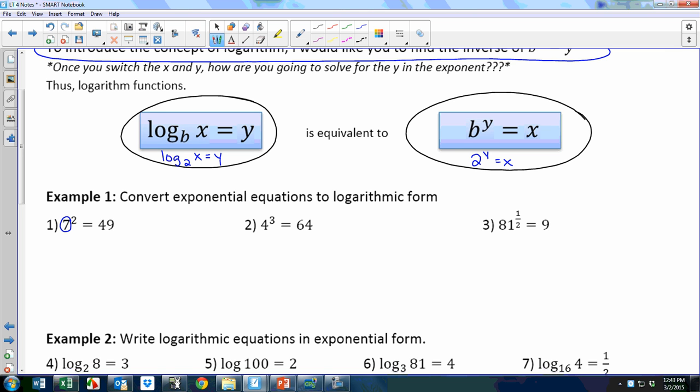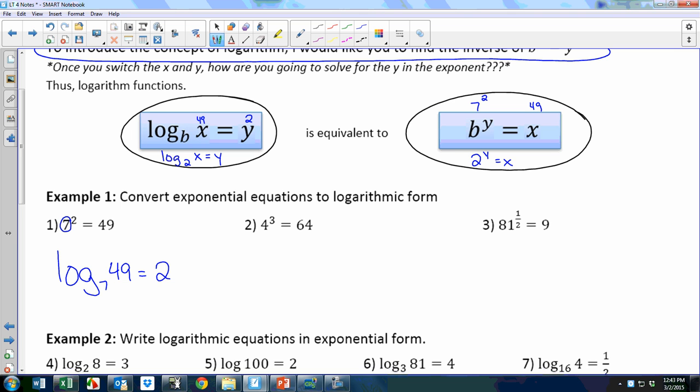So when you write it in logarithmic form, it will be log base 7. That's a subscript. Log base 7 of, well, let's see. If b is 7, the b is the 7, the y is the 2, the x is the 49. So over here, the x, that 49 would go there, that 2 would go there. So log base 7 of 49 equals 2.